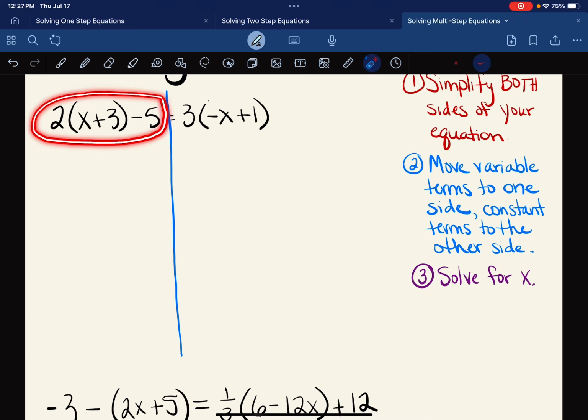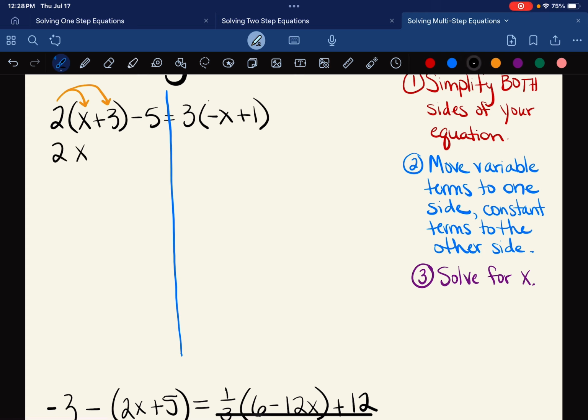What can I do to simplify this? I see that I have a set of parentheses and a 2 out in front. So I can distribute this 2 to both the x term and to the 3. And when I distribute that, we get 2x plus 6, and then bring down our minus 5, and that should equal the right side of our equation.